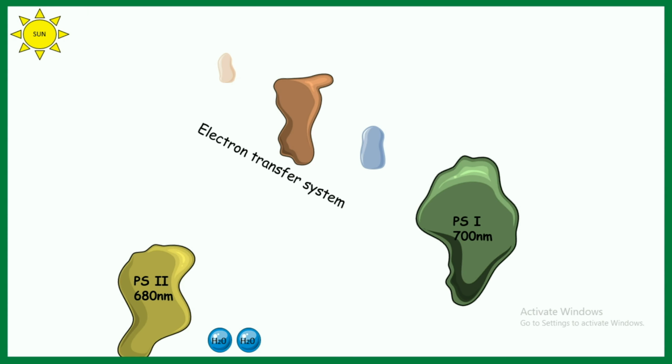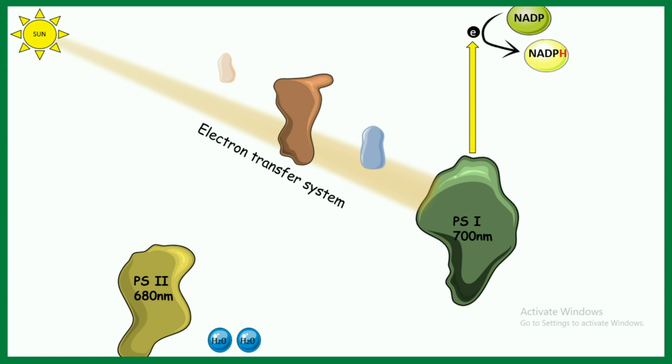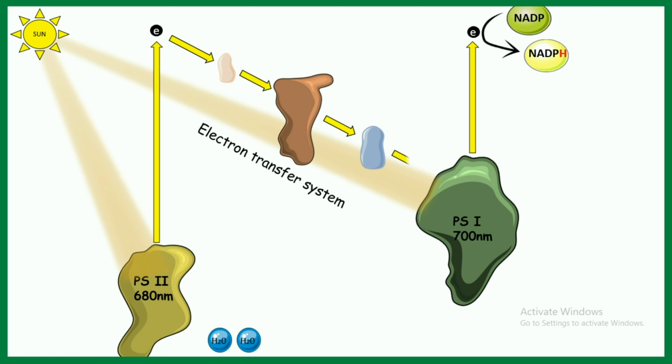This diagram tells that when sun ray falls on PS1, then one electron gets excited and jumps out of PS1. That electron is then taken up by NADP, which eventually reduces NADP into NADPH. At the same point of time, when sun ray falls on PS2, another electron gets excited and jumps out of PS2, and that electron moves through an array of molecules and finally goes to PS1 to meet up the electron deficiency which was caused due to capturing of the electron jumping out of PS1 by NADP.